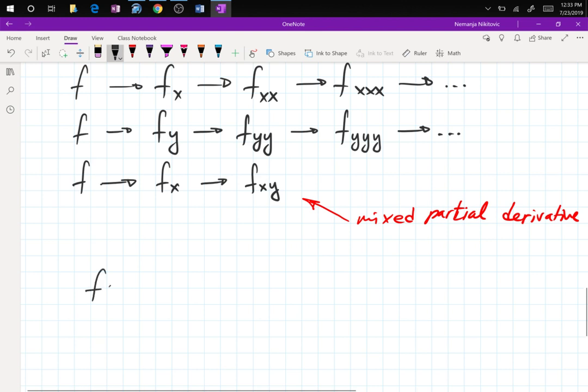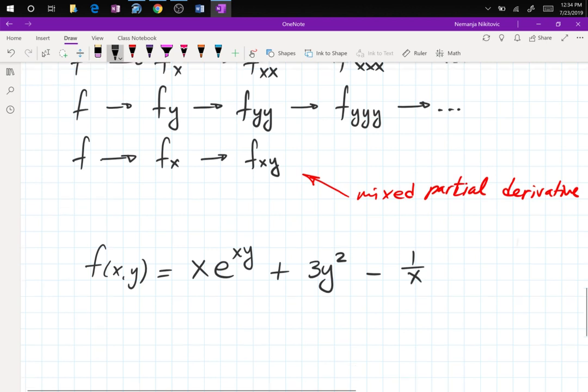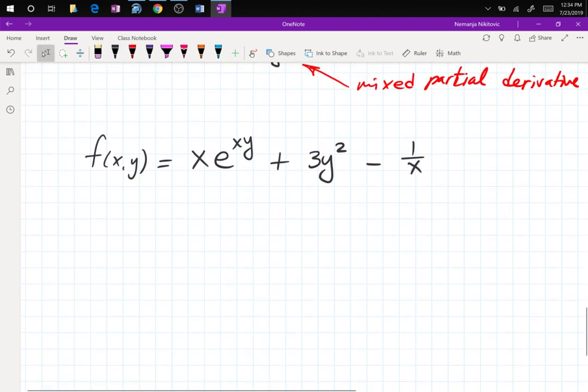So say you have f of xy to be x e to the xy plus 3y squared minus something. What should I put here? How about something that will be annoying, 1 over x. So it keeps looping. Okay, so what do we get? If you want to do fx, well, fx, you have a product rule again on these e's, because there is x times e to the xy. That's a product rule. So we have to deal with the product rule there.